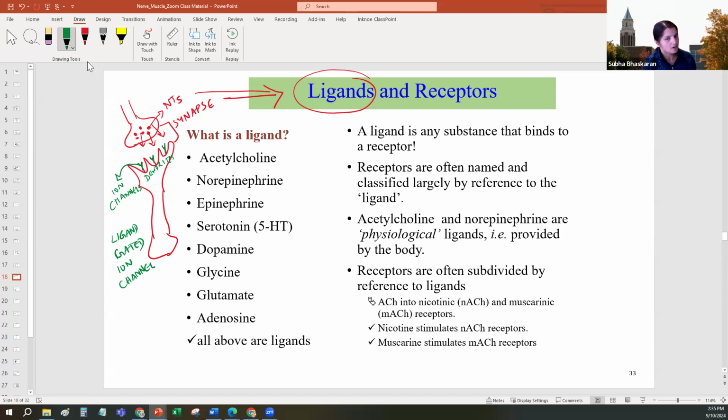And I can also have a regular receptor that need not be an ion channel, but that can still bind to the ligand, right? I can have a regular receptor. I can have a channel receptor. This is how a channel would look like. You see the difference? A regular receptor versus a channel. So this is a ligand gated. It looks like a channel.